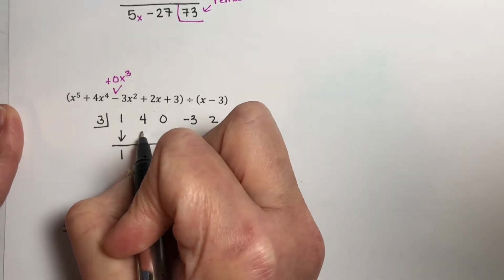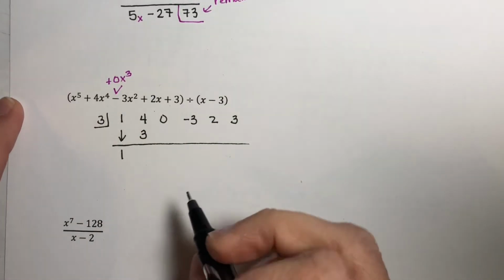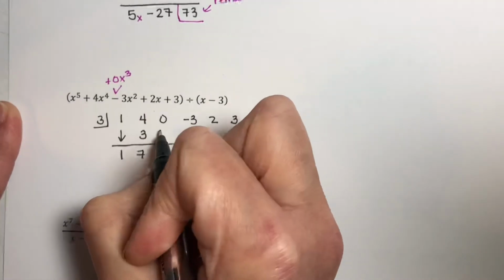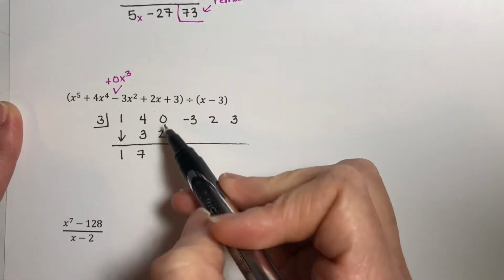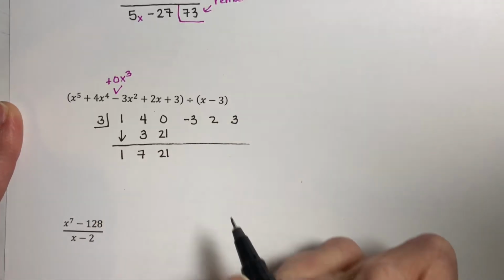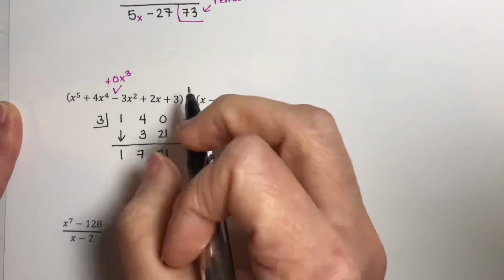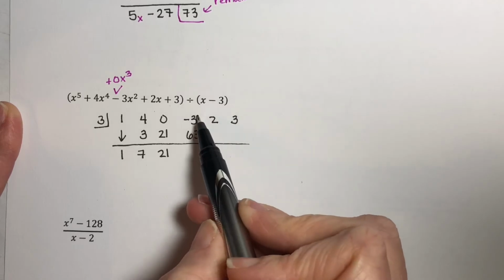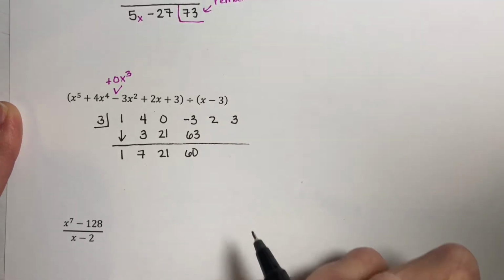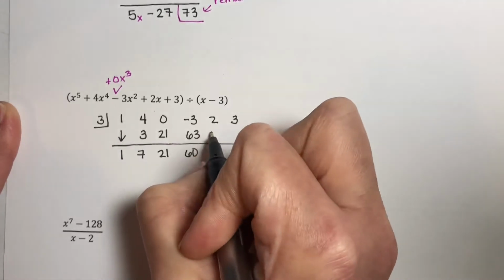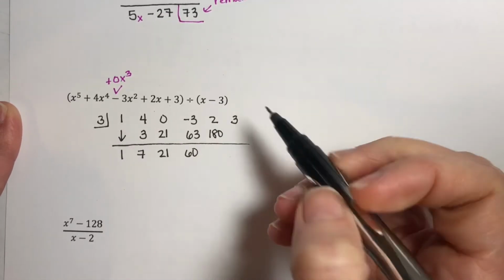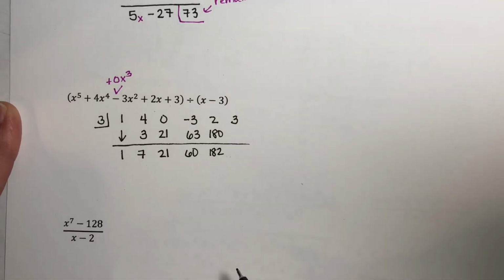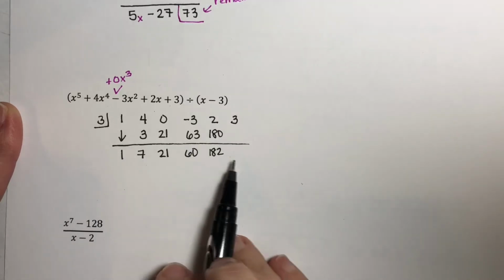1 times 3 is 3. 4 plus 3 is 7. 7 times 3 is 21. 0 plus 21 is 21. 21 times 3 is 63. 63 plus negative 3 is 60. 60 times 3 is 180. 2 plus 180 is 182. This is why you need to leave yourself space, because sometimes these numbers get quite big.